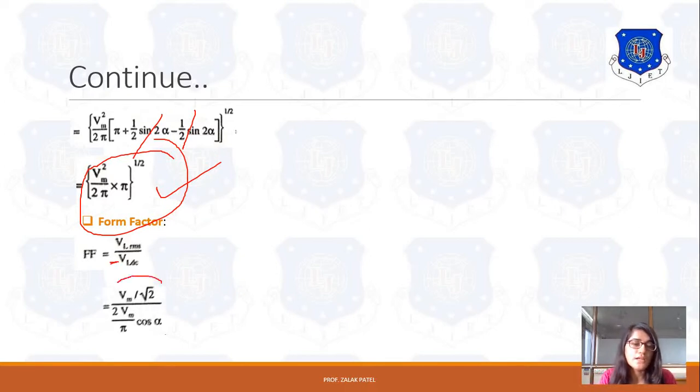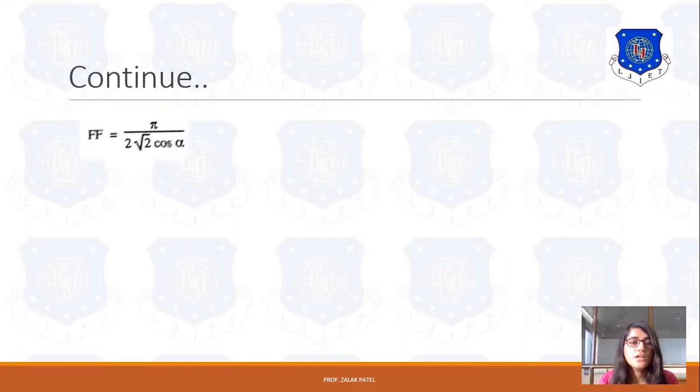The RMS value we can write as Vm upon root 2. Here pi and pi will be cancelled out, so it can be written as Vm squared raised to 1 by 2, means Vm and the square root of 2, so Vm upon root 2, upon VLDC that we proved in the previous slides, that is 2 Vm upon pi cos alpha. Once again if we take the ratio, Vm and Vm will be cancelled out and the remaining term is like this. Form factor is equal to pi upon 2 root 2 cos alpha. This is the final equation of the form factor.